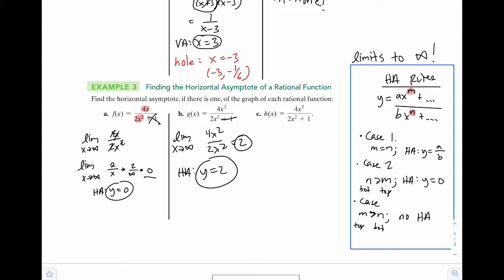And for the last one, we know it's none because we're in case 3. And again, in pre-calc, if I were to tell you, take the limit as x goes to infinity, this one doesn't matter. Let's simplify that. That'd be x. So this would go to infinity. And if you're going to infinity, that would mean there is no HA. That's it.